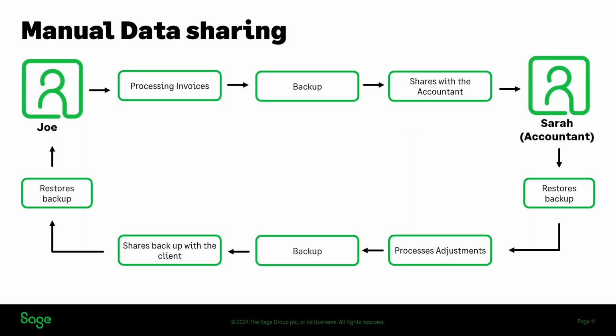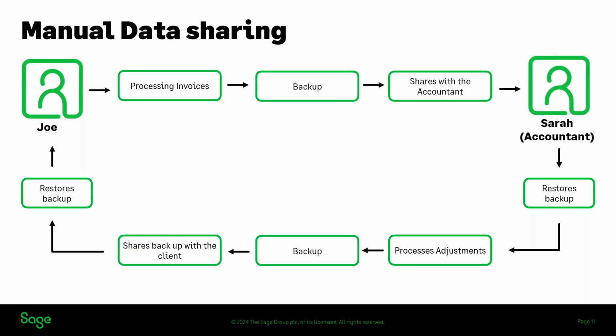So we'll look at manual data sharing. This is before you start to use remote data access, and this is what it might look like. Prior to using remote data access, you may have to share your data with your accountant, and it may look a little bit like this. We've got Joe in the top left-hand corner. He would process invoices, then take a backup and share this with his accountant, Sarah. Sarah would then restore that backup into her own software and process the relevant adjustments.